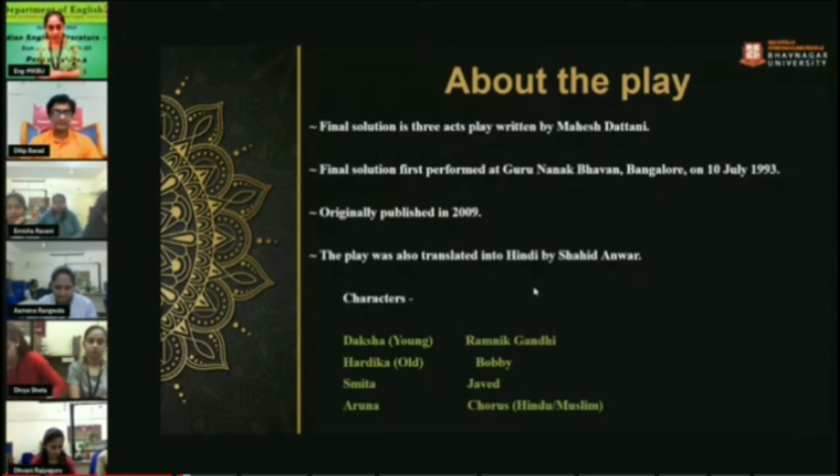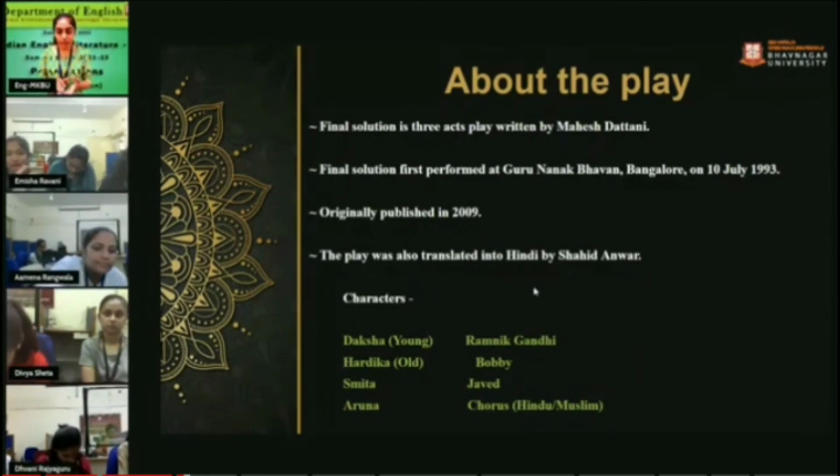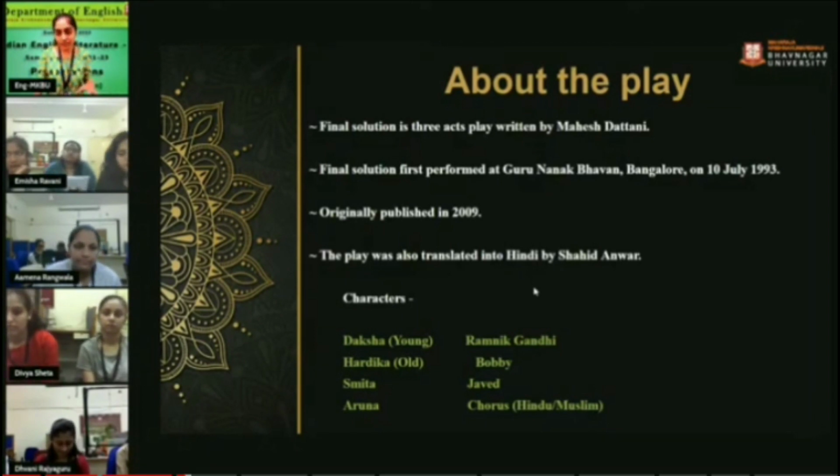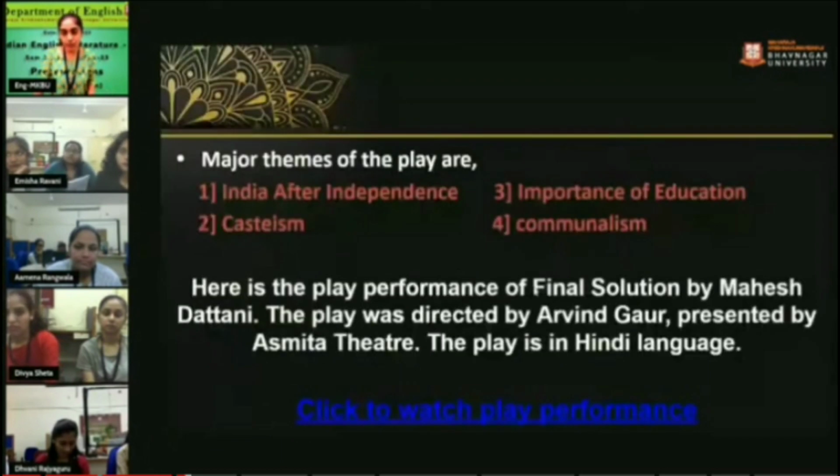Shahid Anwar. The characters in the play are Daksha, the young girl; Hardika, the old self of Daksha; Smita, Aruna, Ramnik Gandhi, Bobby, Javed, and the Hindu and Muslim chorus. Also, there is mention of two other girls, Zareen and Tasneem. They are not in the play, but their names are mentioned.